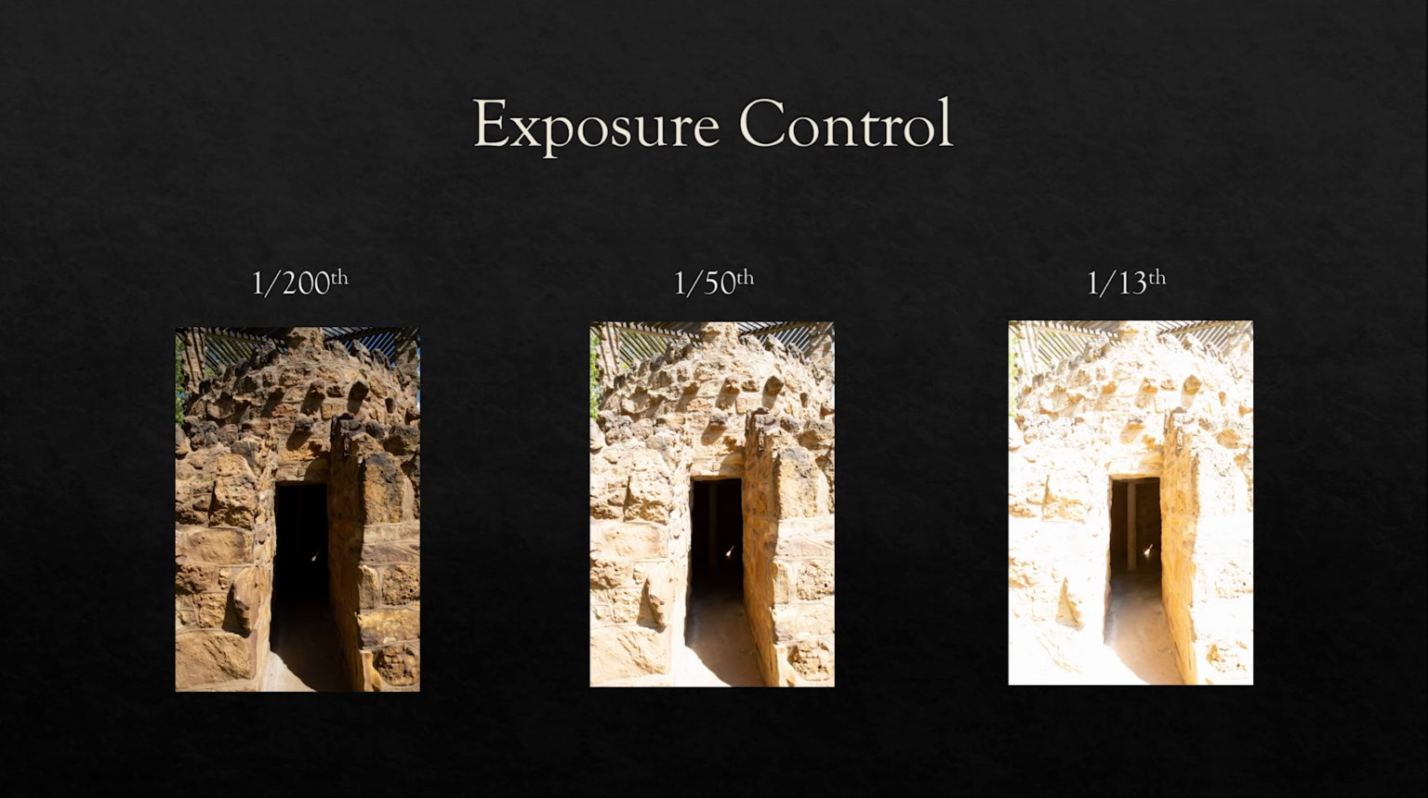With that said, you also can use shutter speed to help with exposure. Now, this was part of a bracketed exposure that I did for an HDR, but you can see starting on the left over here, that's 200th of a second, then 50th of a second, and then 1/13th of a second. You can see how that changes your exposure. These all have the same ISO, they all have the same f-stop. The only thing that has changed is the shutter speed.